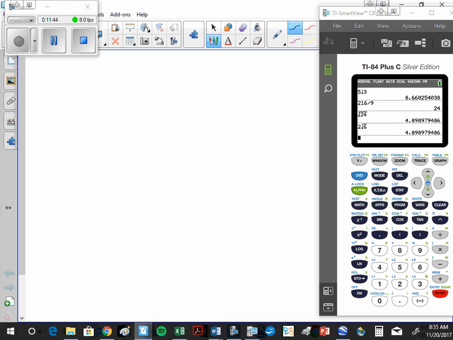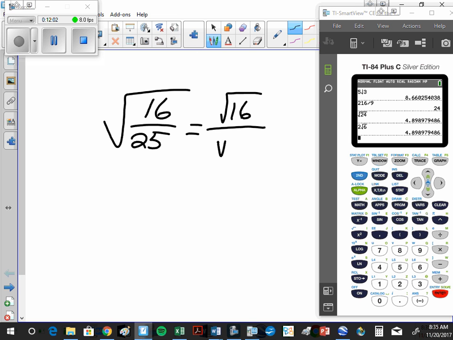What if I had the square root of 16 over 25? Well, you can split this into the square root of 16 over the square root of 25. If you square root a fraction, it's equivalent to the square root of the top divided by the square root of the bottom. Well, what is the square root of the top? 4. What's the square root of the bottom? 5. So that is simply 4 over 5. They do get a little bit more complicated.